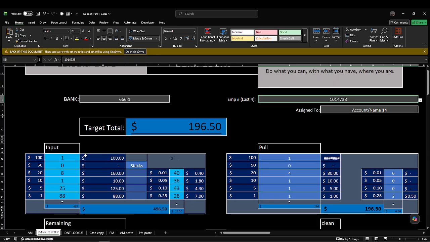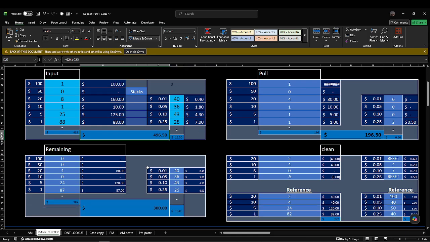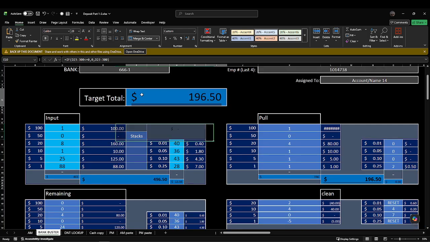Same process as the big bank. I count. If I see a single $100 bill, I note it. Here are the coins. If there are rolled coins, I would add that here, and I get the total below. Now of that total, I would have to clean the bank to 300. So now I subtract the 300 from the 496, and that's where I get the target total.